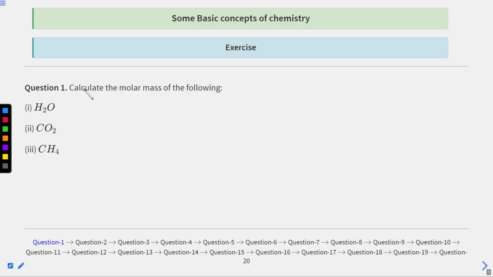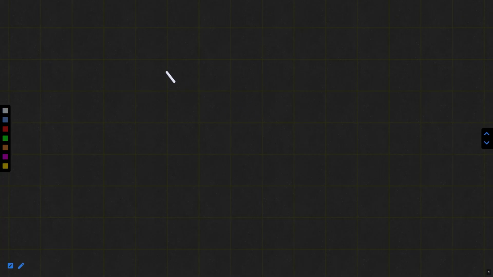Let us start with the NCERT questions of some basic concepts of chemistry. So what does the first question say? We have to calculate the molar mass of H2O. For that we have to calculate the contribution from each atom. First of all we have hydrogen atoms, so two hydrogen atoms.